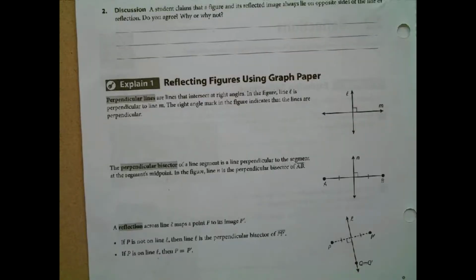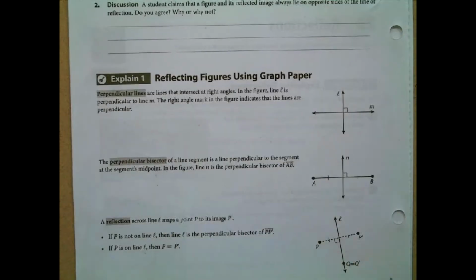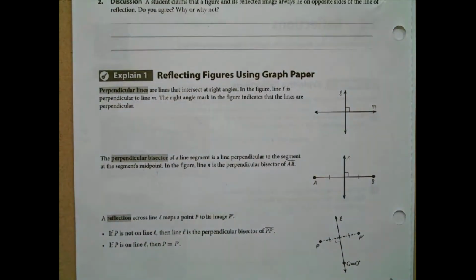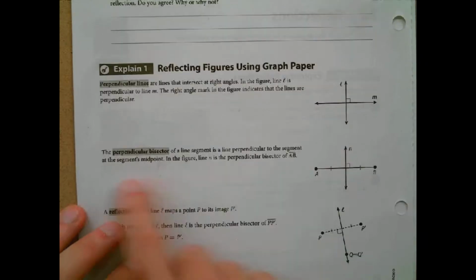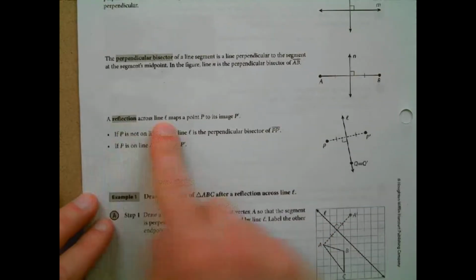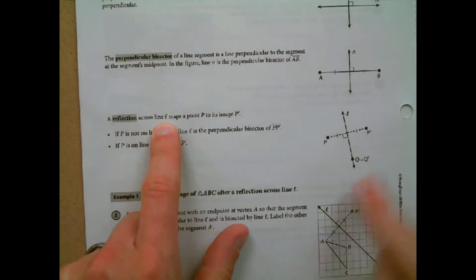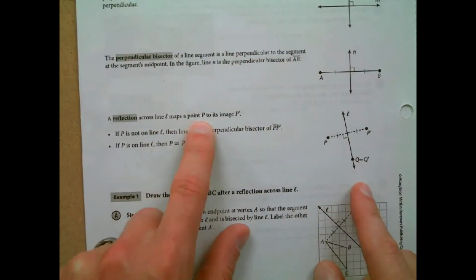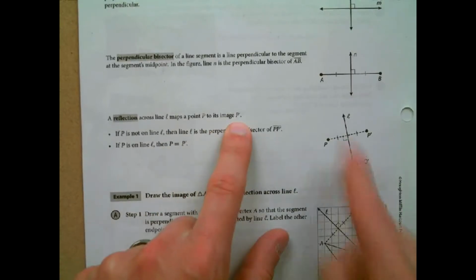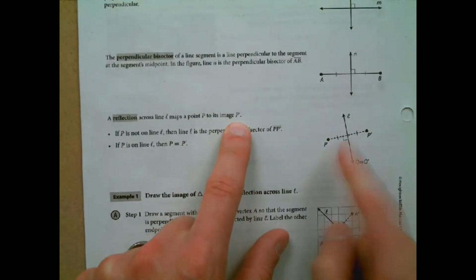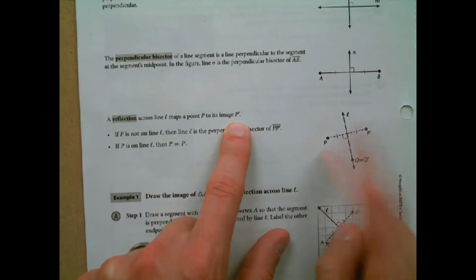Let's take a look at how we're going to reflect using graph paper. We already talked about the fact that we have these perpendicular lines that show up when we connect a point and its image, perpendicular to that line of reflection. So we already know what perpendicular lines and perpendicular bisectors are. I guess we can skip right to here. A reflection across line L maps a point P to its image, P prime. No surprises there when we do a transformation. The pre-image, or original, is P, and its image is P prime.